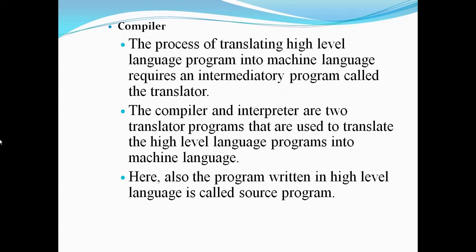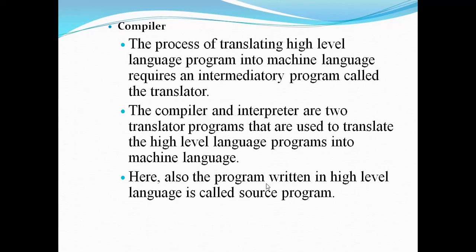So next is the compiler. So the compiler translates the high level language to machine language. Okay, and this requires an intermediary program called translator. So compiler uses a translator to convert the high level language to machine language. The compiler and interpreter are two translator programs that are used to translate the high level language program into machine language.